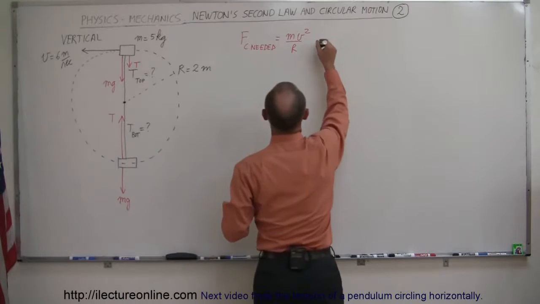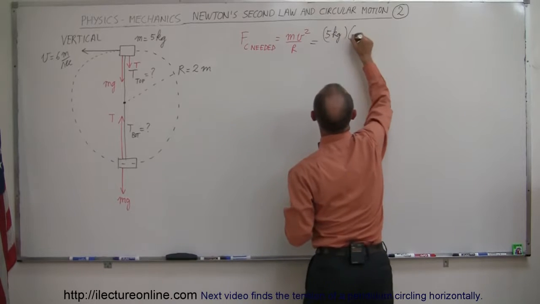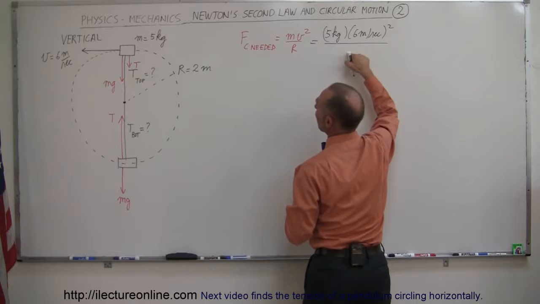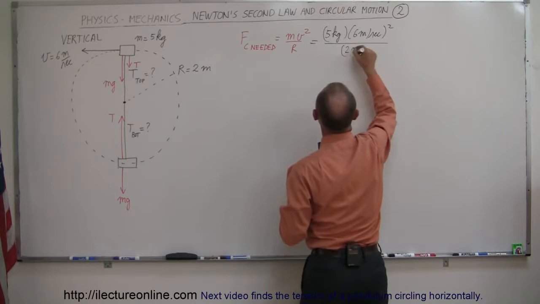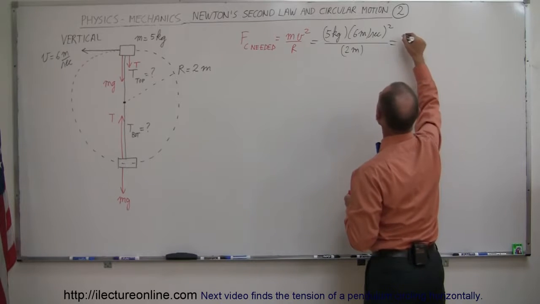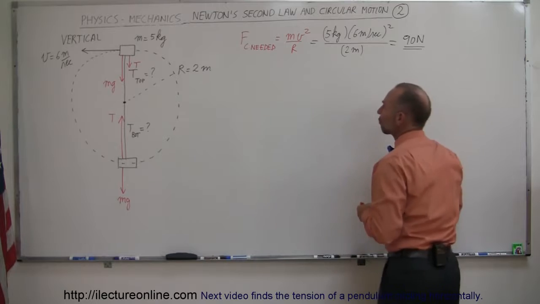So in this case, we have the mass, which is equal to 5 kilograms. The velocity we set was 6 meters per second, and we have to square that, and then we divide that by the radius, which is 2 meters. Let's see here, that's 36 divided by 2, which is 18 times 5, which is 90 newtons. So 90 newtons is the required centripetal force.